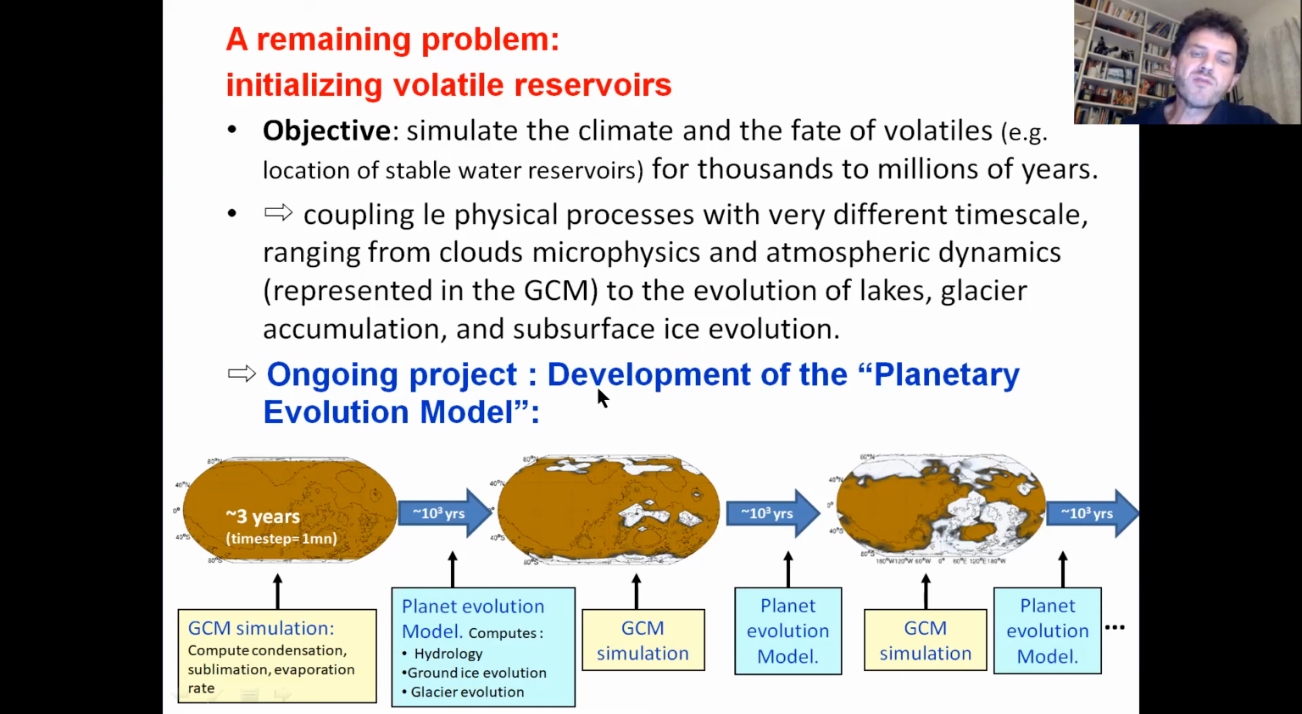So what we are working on is developing what we call a planetary evolution model that takes into account all the processes like hydrology, ground ice evolution, the evolution of glaciers, and so on. That will run for different timescales from the GCM. For instance, you run the GCM for several years, then for thousands of years, based on the different net fluxes that you get from your GCM simulation, you interpolate what is going on, and then you build a glacier, you make it flow, you make a river flow, and so on. And you continue like that. That way, you can simulate the evolution of a planet for millions of years. First, to understand where the volatile reservoirs, the water for instance, will stabilize. But that way, you can also imagine simulating the evolution of the climate due to a change in the obliquity, a change in the rotation rate, and stuff like that.